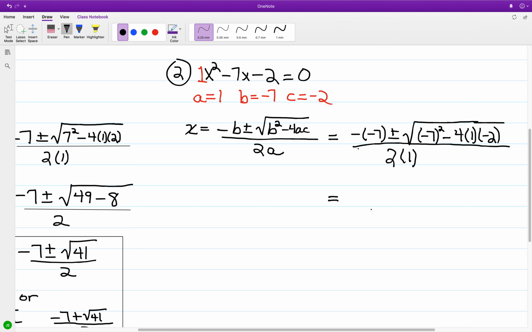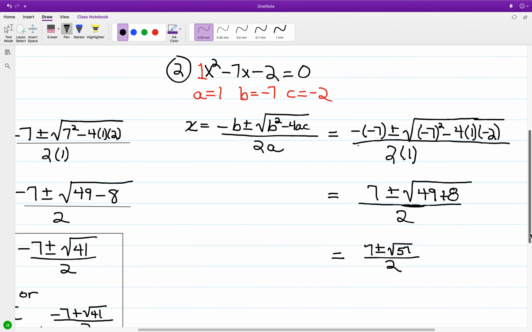So in the numerator we have the opposite sign of negative 7, that will be positive 7. And we have plus or minus the square root. Now, the square of a negative is going to be a positive, and just like 7 squared, the square of negative 7 results as 49. Now, for negative 4 times 1 times negative 2, that's going to translate to a positive 8, and we have all over 2. And so in compact form, we're going to have 7 plus or minus the square root of 57 all over 2.